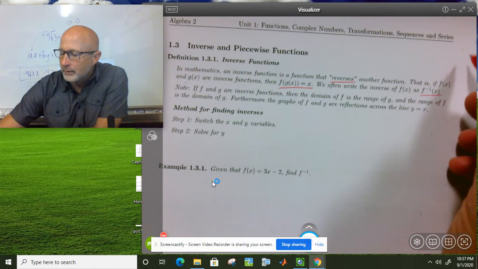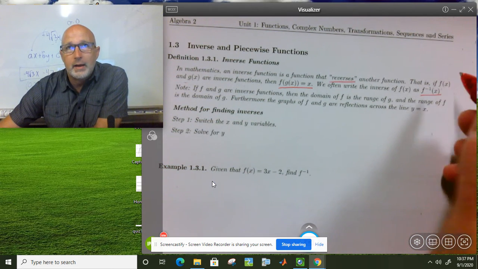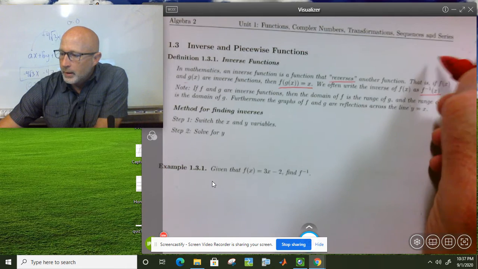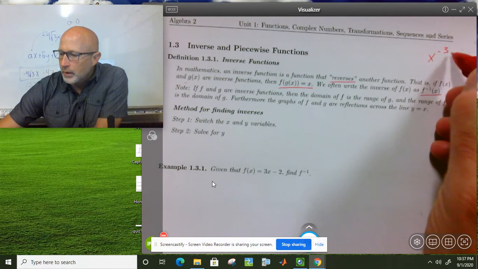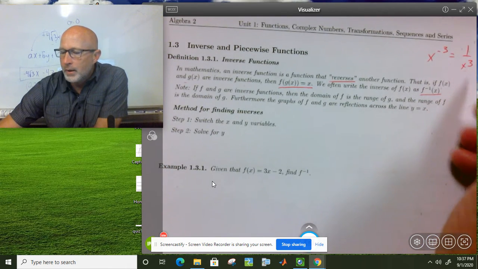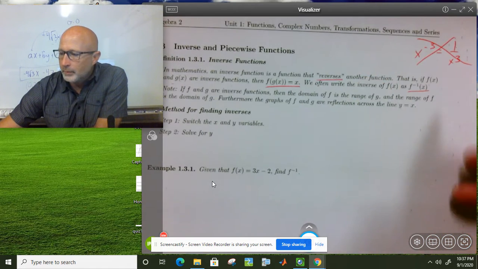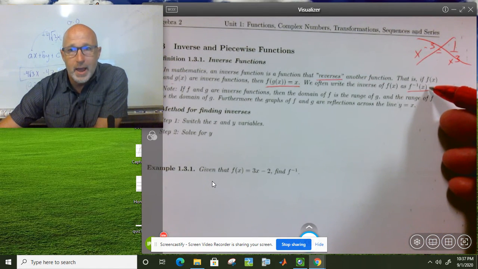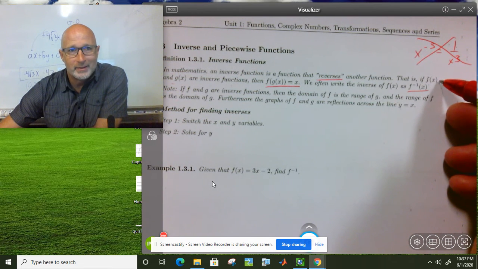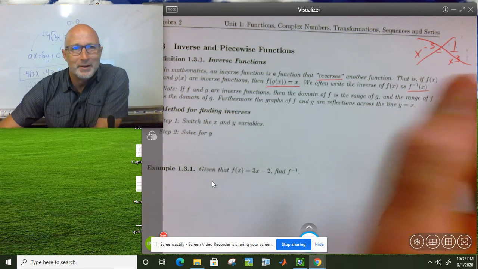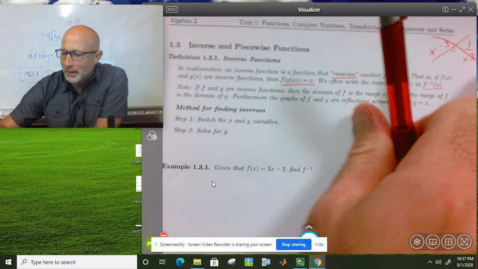That is not the negative exponent property, like x to the negative third, which we can write as 1 over x cubed. That is not what we're talking about here. This is simply a notation of a function f inverse that undoes f of x. Now, I know that doesn't make sense, but we'll get into it. I think it will make sense as we get moving.